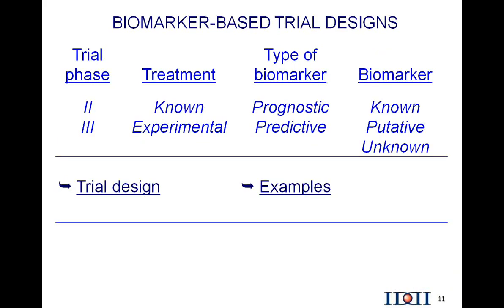So it will be useful in our discussion to distinguish between the two trial phases of interest, phase 2 or phase 3, whether the treatment effect is known or not, whether the biomarker is prognostic or predictive, and whether the biomarker itself is well known already, is potential or putative, or is completely unknown.